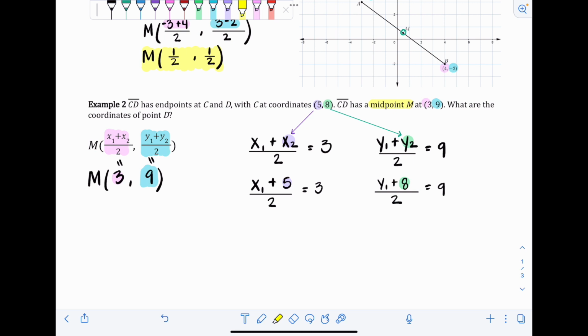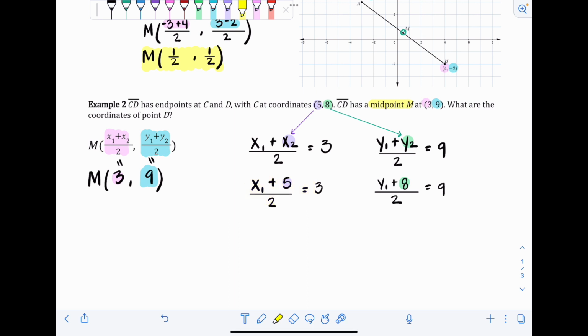So with a problem like this, you have to make sure you set the equations equal to your midpoint based on the midpoint formula. And then you can take the extra point, the endpoint that you know, and put those in for either x1, y1 or x2, y2.